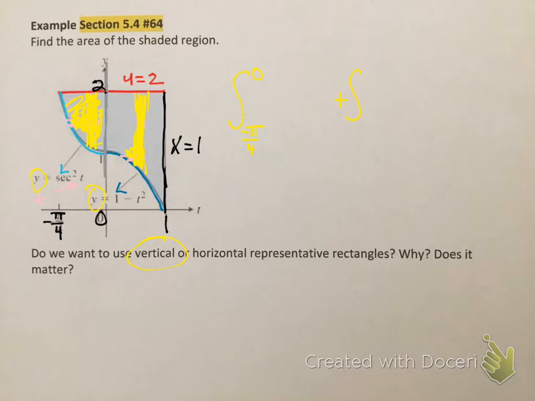So your function is only sliding your representative rectangle. Let's go back to purple. Your boundaries go from negative pi over 4 to 0 as you're sliding this thing right and left. Your upper function is y equals 2. Your lower function is secant squared t.